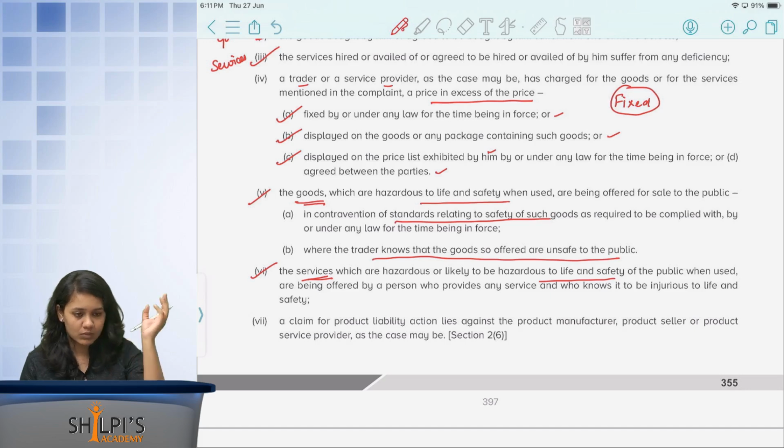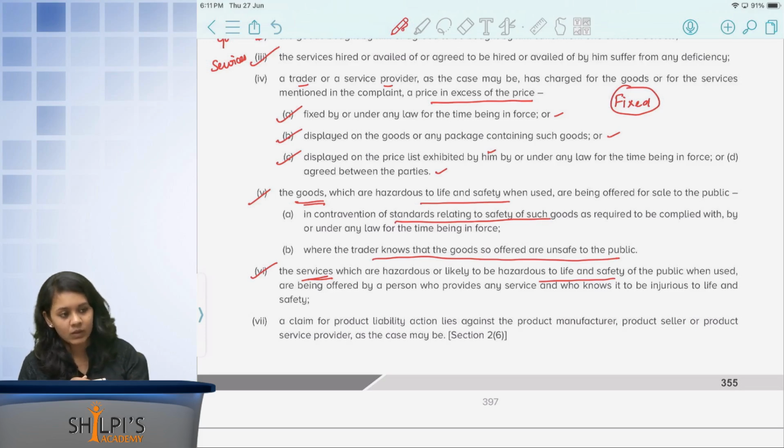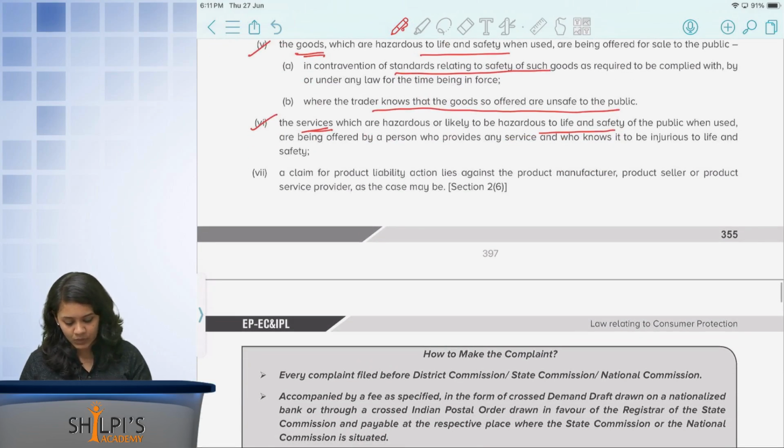Let's say a theme park has opened up and everyone's very excited to go on the rides over there. The owner of the theme park is well aware that no person has properly certified the safety of these rides. Low quality goods were being used just to complete the project faster, and when he knows this to be so, a complaint can be filed against him. Point number 7, a claim for product liability can arise against the product manufacturer himself, the seller, or the service provider. We'll be studying a little bit about product liability a little later on. That is also included for complaint.